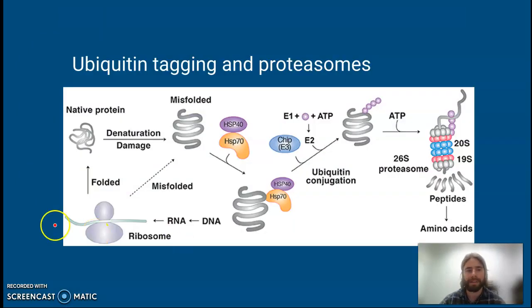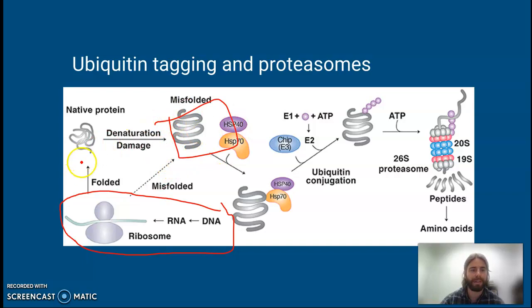The final thing that we'll look at is what happens when proteins are misfolded or they incur some sort of damage and they need to be destroyed. If we look at this guide here, we have the central dogma at the beginning, where our DNA becomes RNA becomes protein, and there are two different outcomes. It can either be misfolded and jump right to this stage here, or it can be folded properly and damaged.